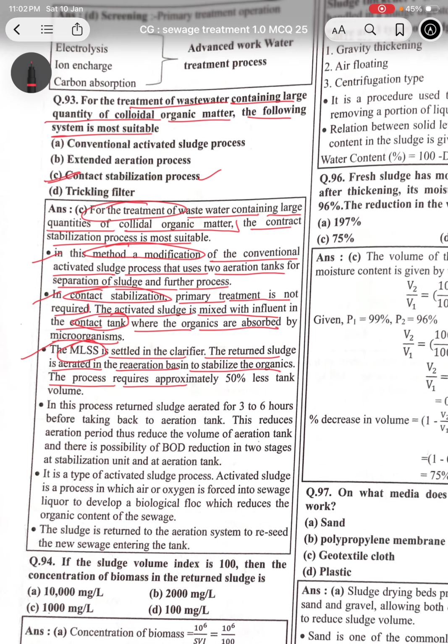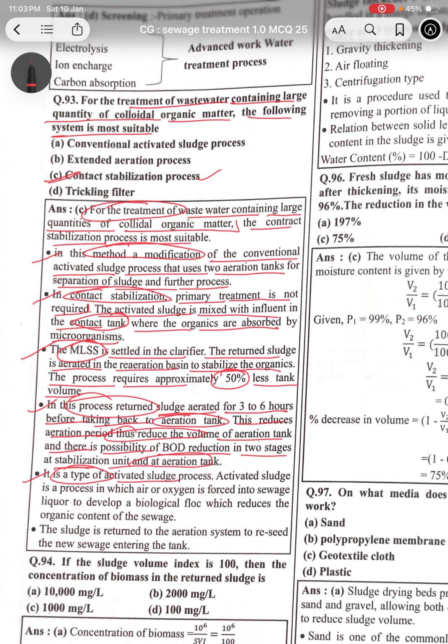The process requires approximately 50% less tank volume. The returned sludge is aerated for 3 to 6 hours before being taken back to the aeration tank. This reduces the aeration period and thus reduces the volume of the aeration tank. There is a possibility of BOD reduction in the two-stage stabilization unit of the aeration tank.